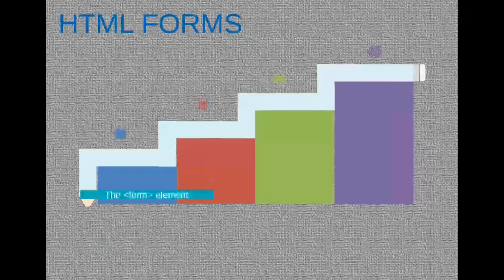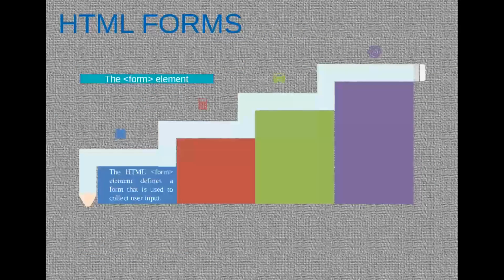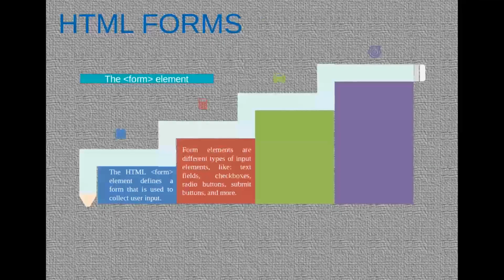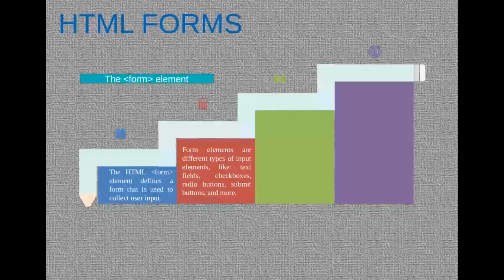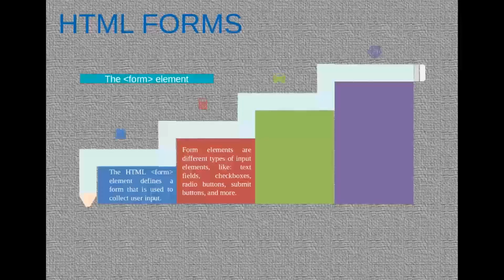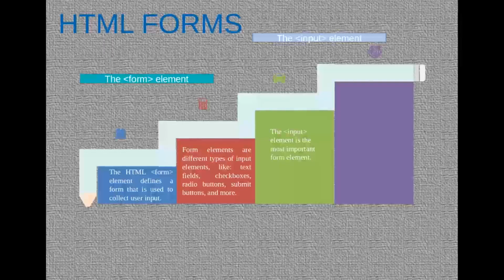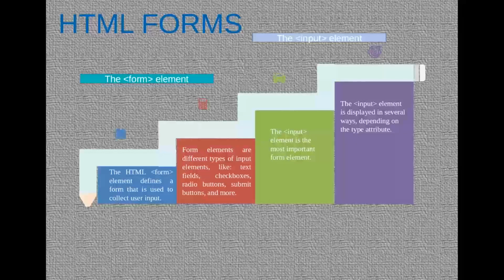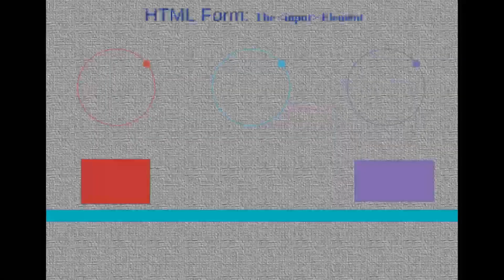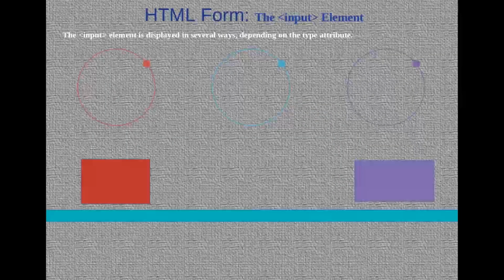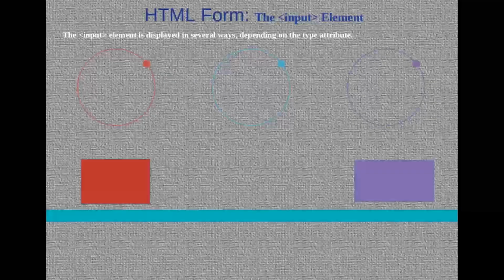Now we'll come to HTML forms. The HTML form element defines the form that is used to collect user input, and the form elements are of different types of input elements like text fields, checkboxes, radio buttons, submit buttons, and more. Now we have the input element, and it is the most important form element. The input element is displayed in several ways depending on the type attribute.